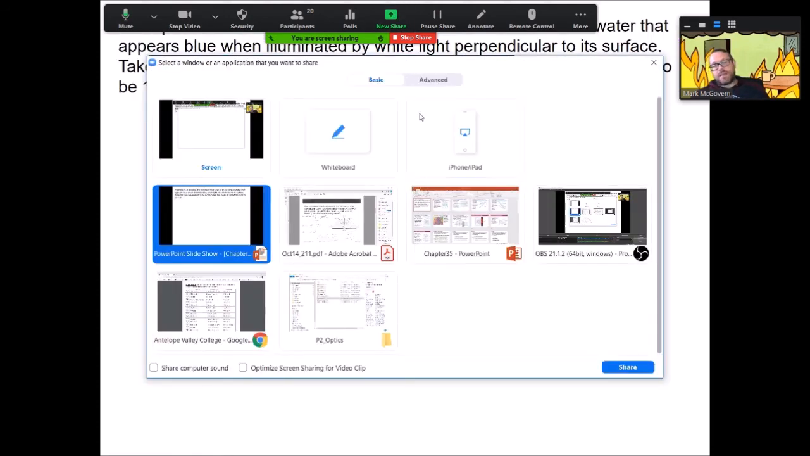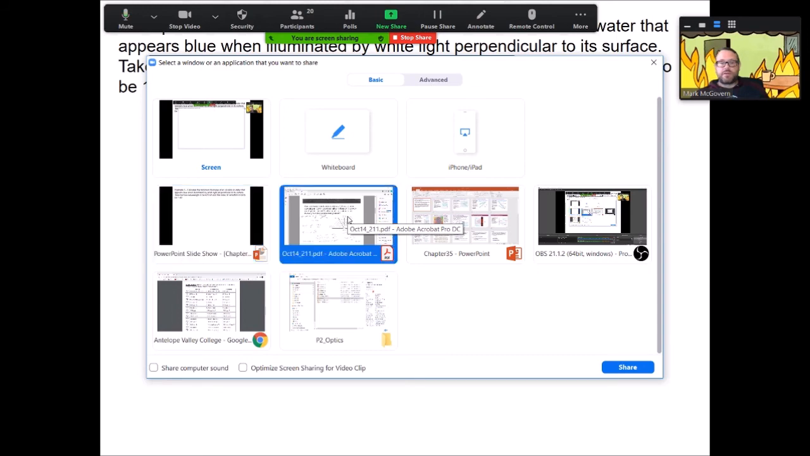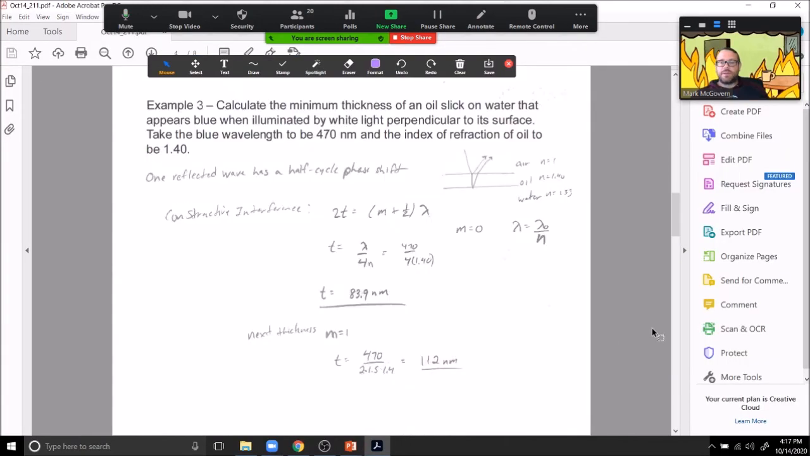Let's just do the example, because right now your head's probably spinning. Let's slow down a little bit. Not going to promise it's going to stop, but all right. Calculate the minimum thickness of an oil slick on water that appears blue when illuminated by a white light perpendicular to the surface. Okay, so first thing to consider, let me zoom in a little bit here.